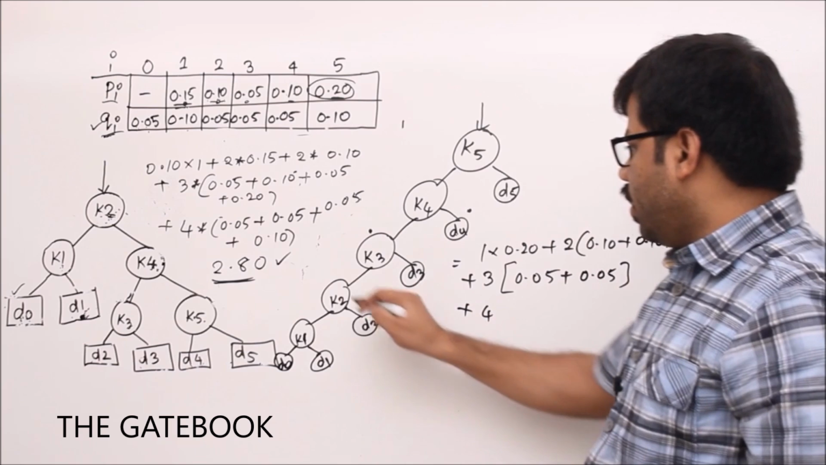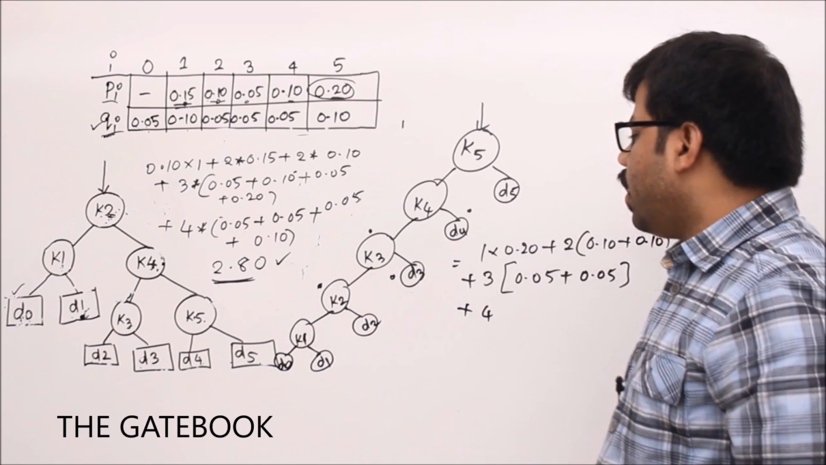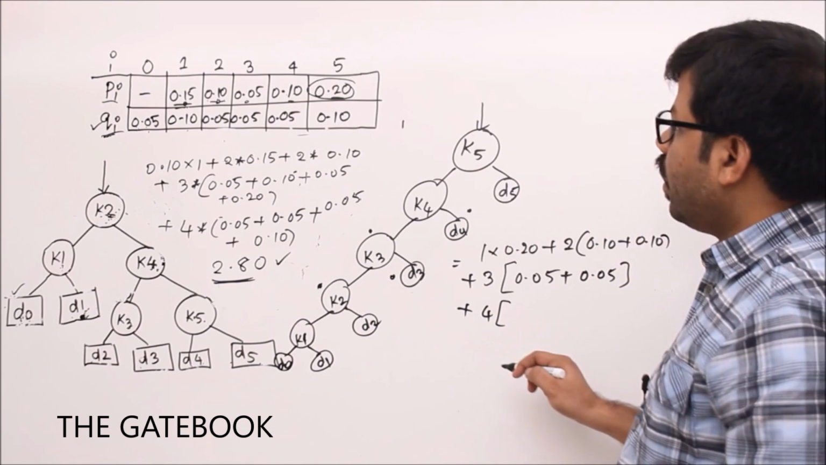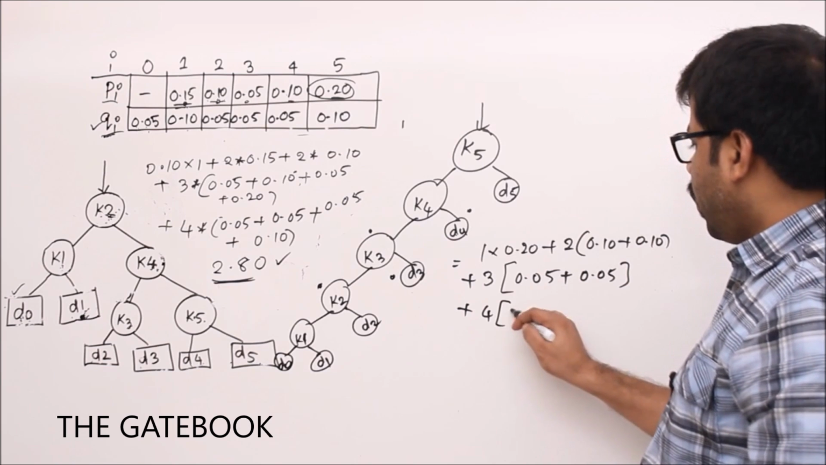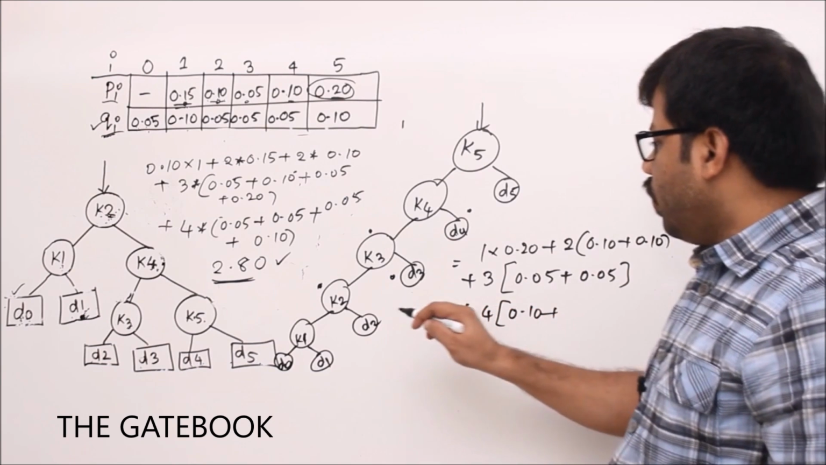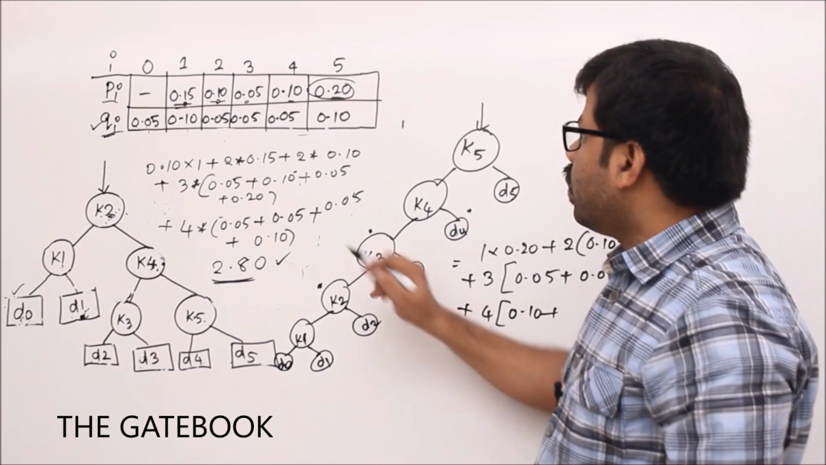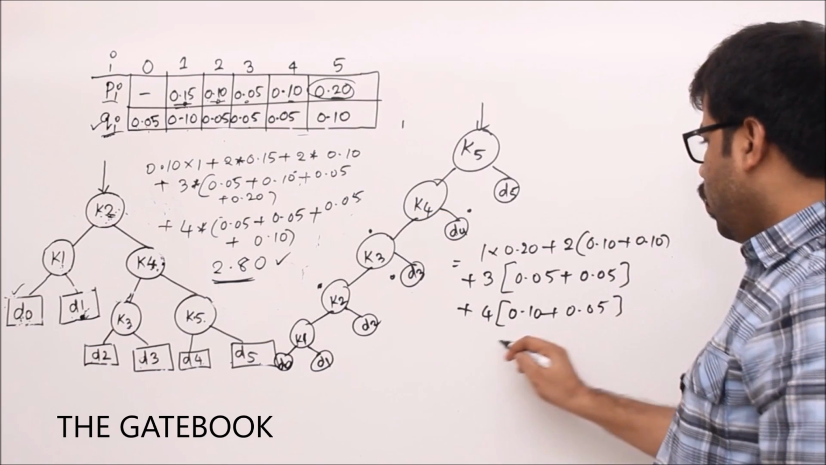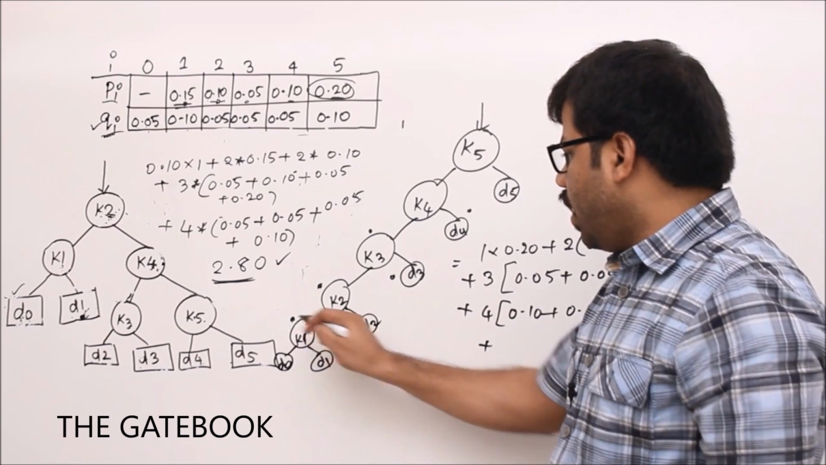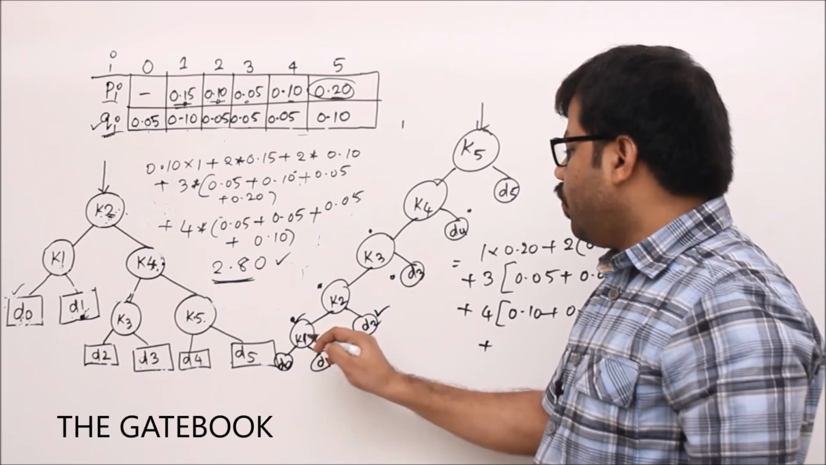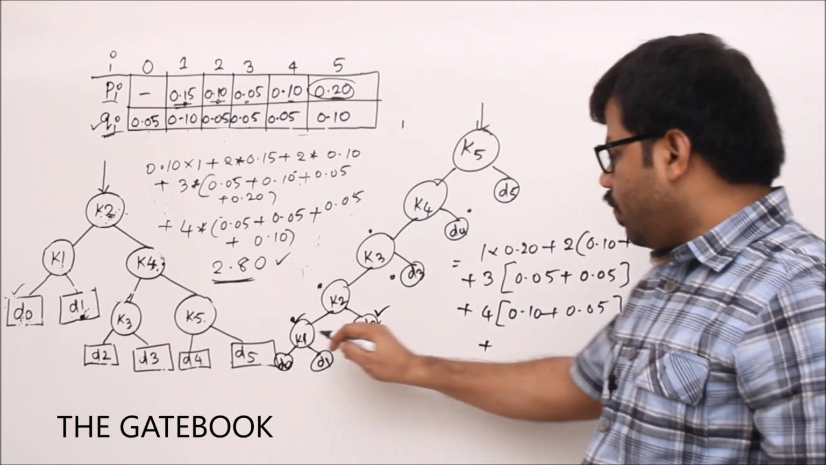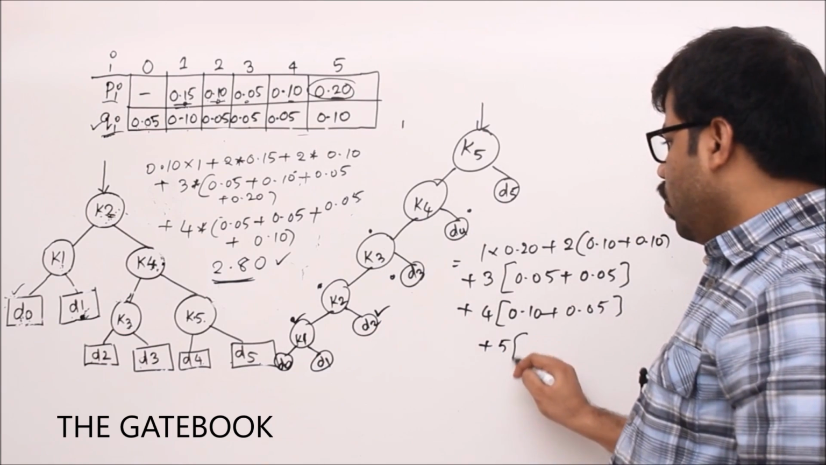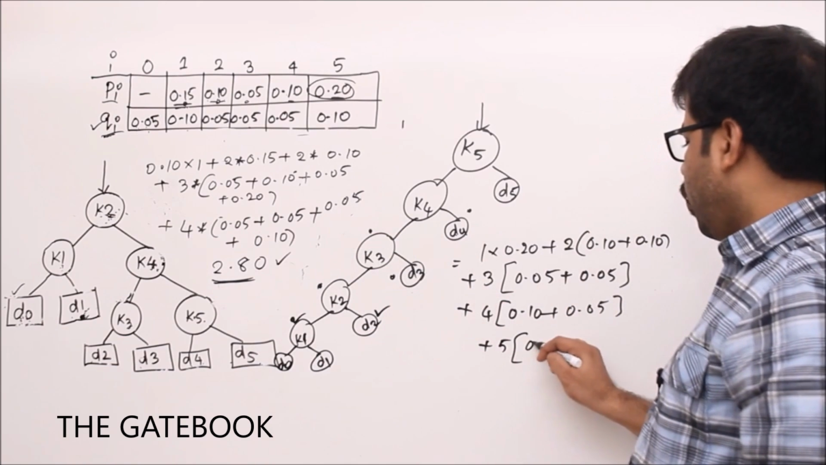We have two again, this one and this one, K2 and D3. What is the frequency of K2? Which is 0.10 plus the frequency of D3, 0.05, right? Done. Then go to the next level. We have K1 and D2. What is the frequency of K1? First of all, the cost is 5 into the frequency of K1, which is 0.15.